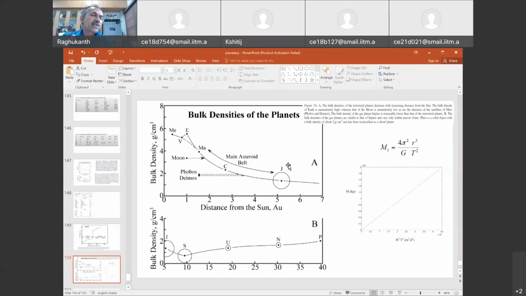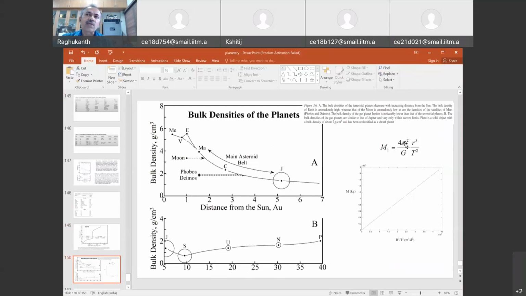So volume we can easily calculate. If you know the radius of the planet, assuming it to be a sphere, you can find out its volume. But to calculate the mass of a planet, you can use Kepler's third law. Already I showed you that T squared versus R cubed. So Newton's law and Kepler's law of gravitation give this expression: the mass of a planet is 4 pi squared by G.